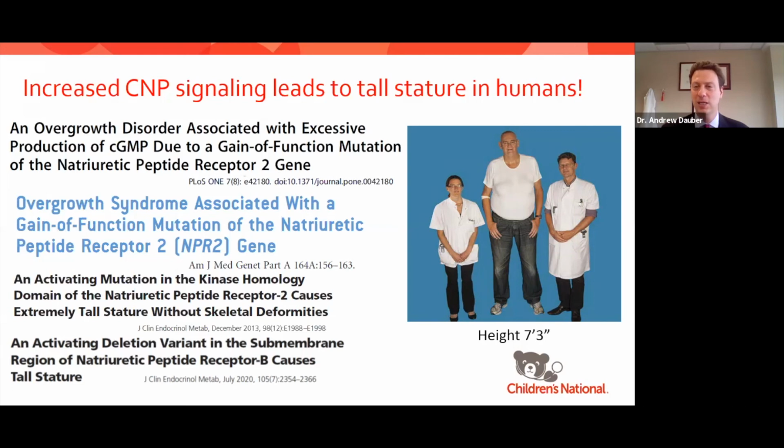So pictured here in the middle is an individual whose height was 7 feet 3 inches. And the doctor standing next to him from the Netherlands looks like he's small, but I actually think the male doctor is over 6 feet himself. But it's just because this individual in the middle has such significant tall stature from his activating NPR2 mutation, showing that if you have increased signaling in this pathway, you can promote growth.